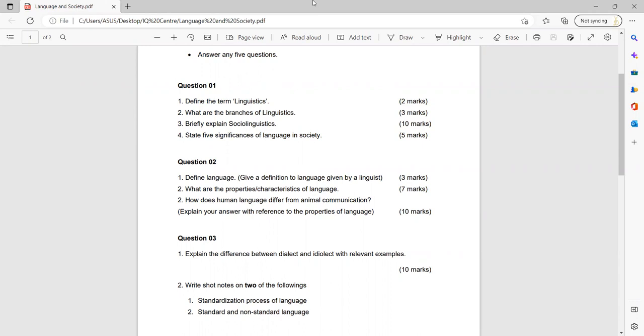Then under question number 1, you can see 4 questions. For the first question, 2 marks will be given. For the second question, 3 marks. For the third question, you can score 10 marks. And finally, for the fourth question, you can score 5 marks. Accordingly, you can score 20 marks for this question number 1. Okay, so let's discuss these questions one by one.